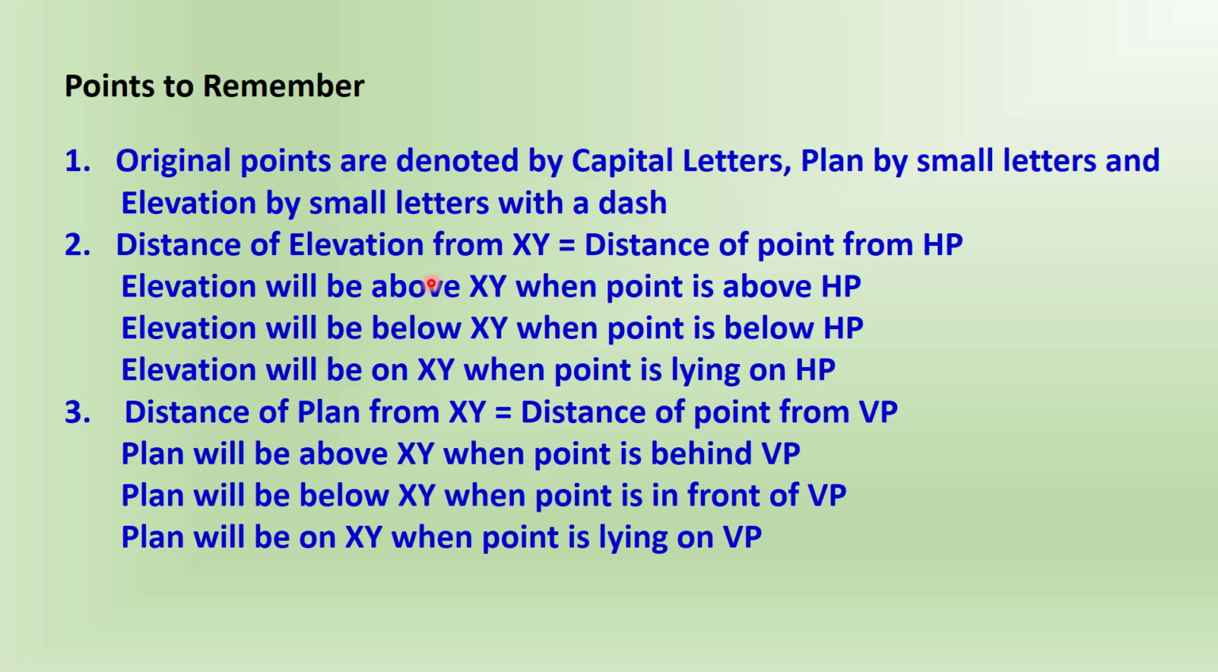These are the points to be remembered in the topic projection of points. First one, the original points are always denoted by capital letters. The plan is denoted by small letters and the elevation by small letters with a dash. For example, if you want to locate the point capital A, the original point will be denoted by capital A, the plan will be denoted by small letter a, and the elevation will be denoted by A dash.